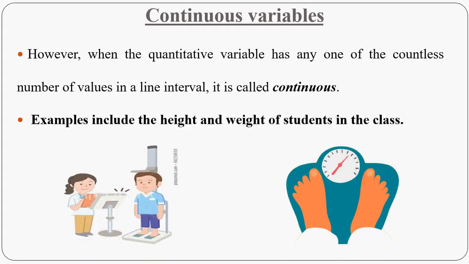Now let us look into the examples. Height and weight of students in a class. Why is it continuous? Because height and weight of students are all the same? No, it differs from person to person. That is why I told you any one of the variable becomes countless number of values in a line interval. It is called continuous.